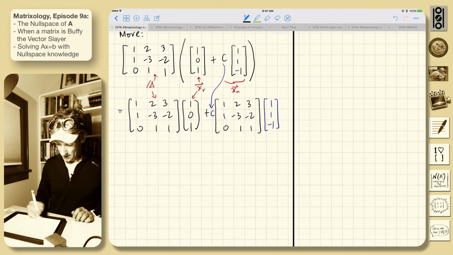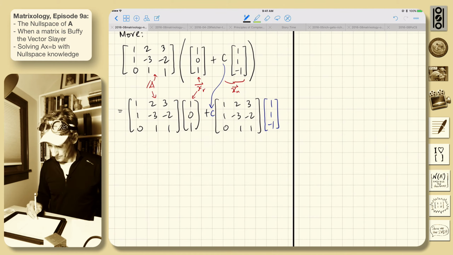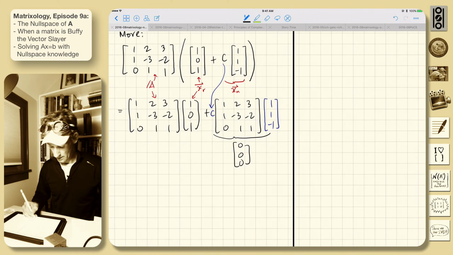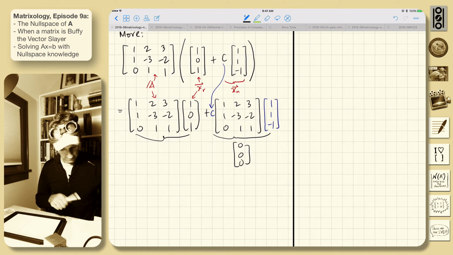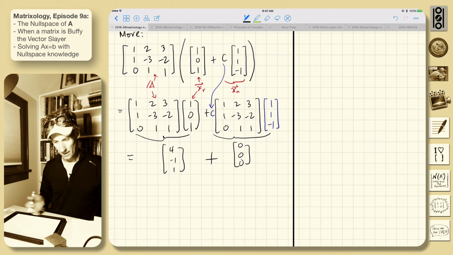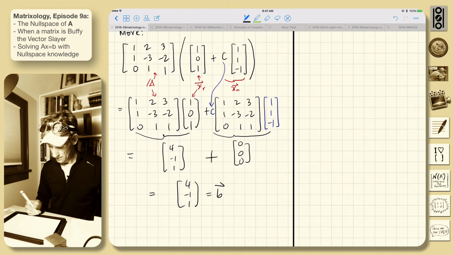Okay, so this is now A, and this whole thing here is 0. That's what that null vector does: 0, 0, 0. This whole thing does our work. It's the one that gives us B, right? B was (1, 4, minus 1, 1), plus this. So we add these two things together, (4, minus 1, 1), which equals B.